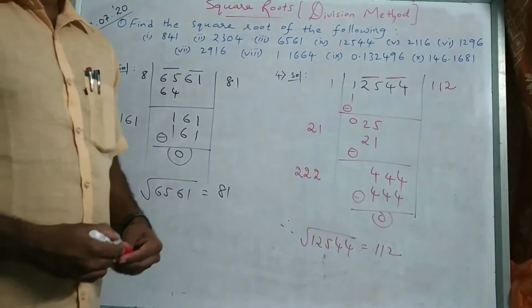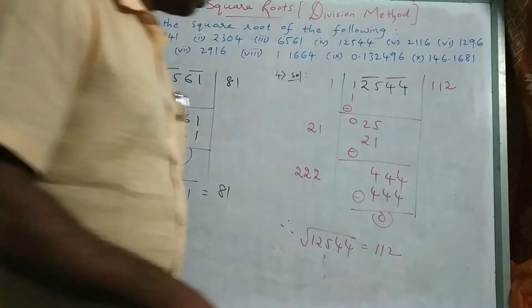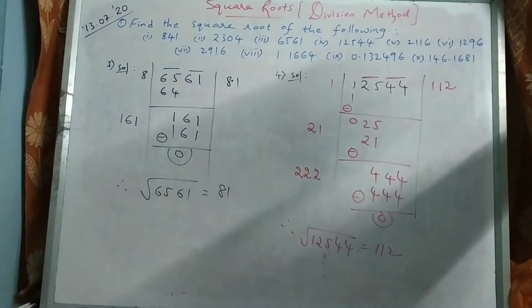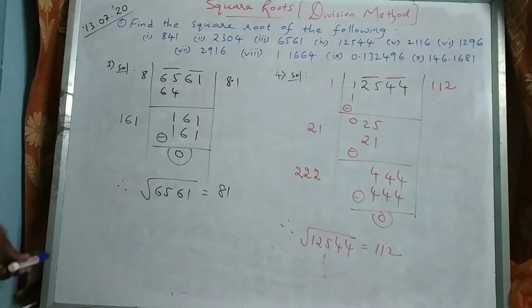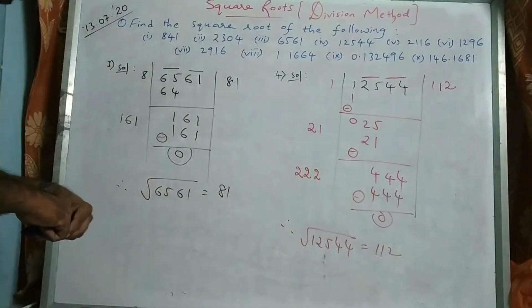Every perfect square has 2 square roots. One is positive and the other is negative. Okay? We are taking only positive square roots here.